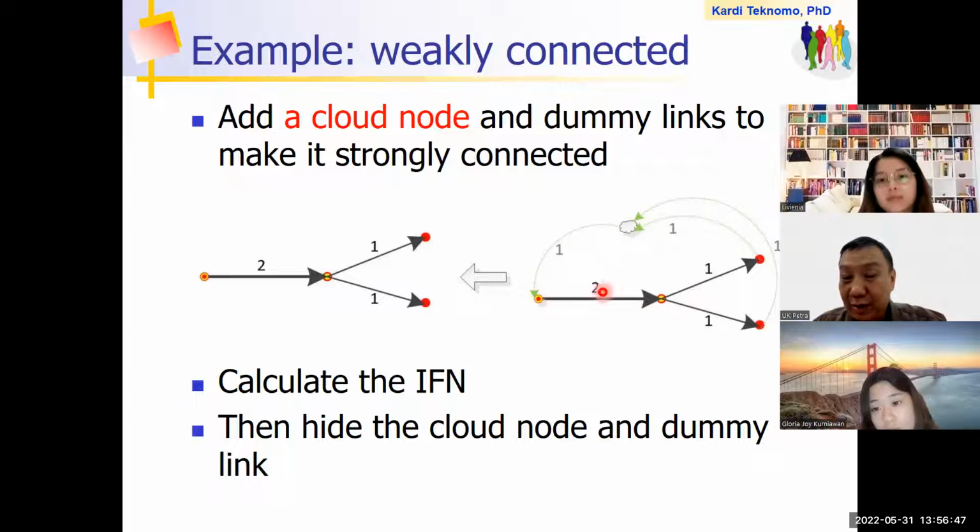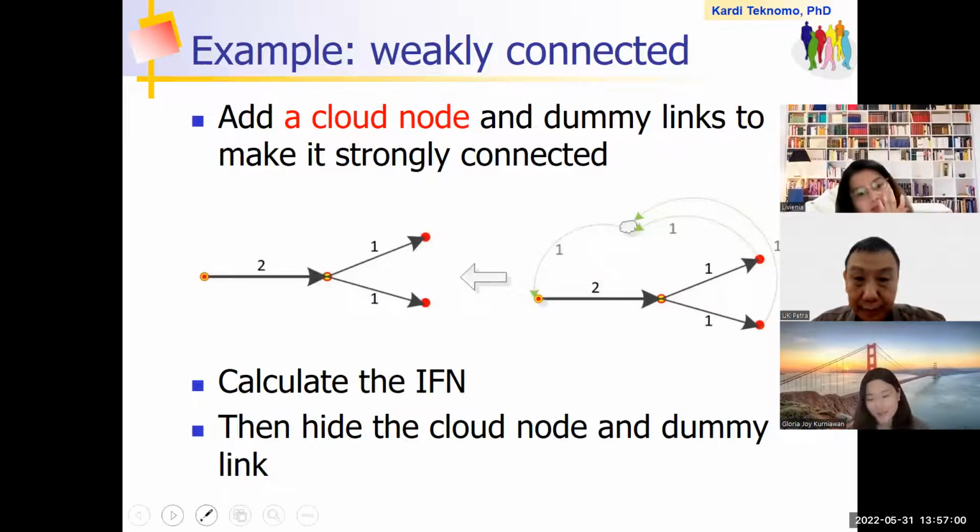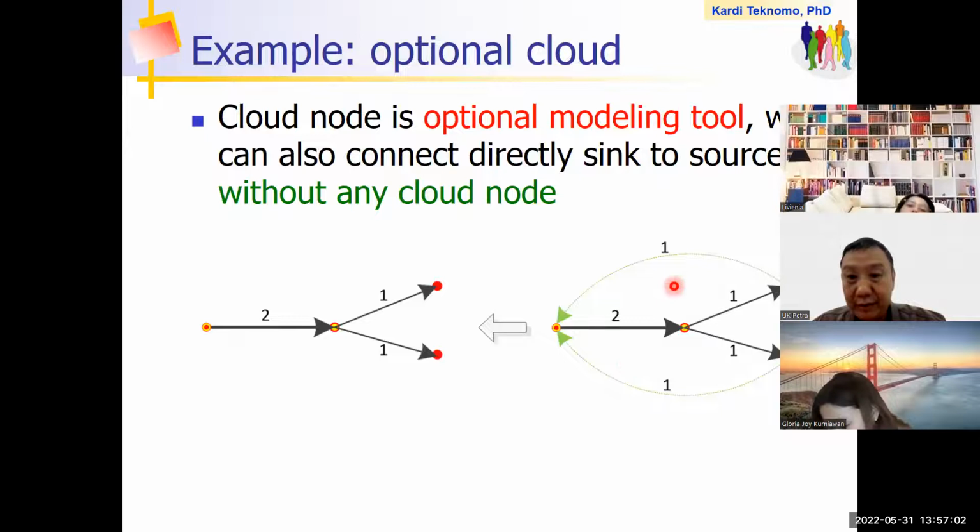So you see, this is 2. Oh, I think I made a mistake here. This must be 2, because the sum must be the same. Yes, I made a mistake in that drawing. This must be 2, not 1. Oh, okay. This is 1 and 1. Okay, that is correct.